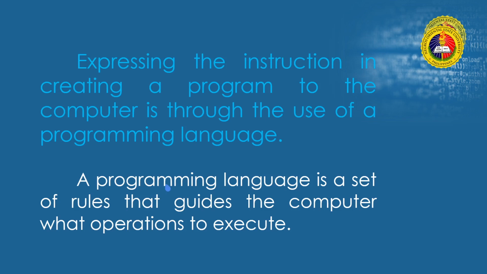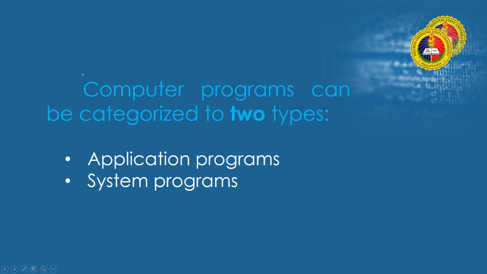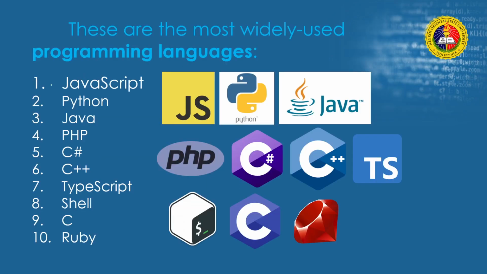We have to use a programming language, and these are the most widely used programming languages. We have JavaScript, Python, Java, PHP, C#, C++, TypeScript, Shell, C, Ruby, and many more. Alright, there are tons of programming languages that you can learn, and according to Wikipedia.org, these are the top 10 most widely used programming languages.